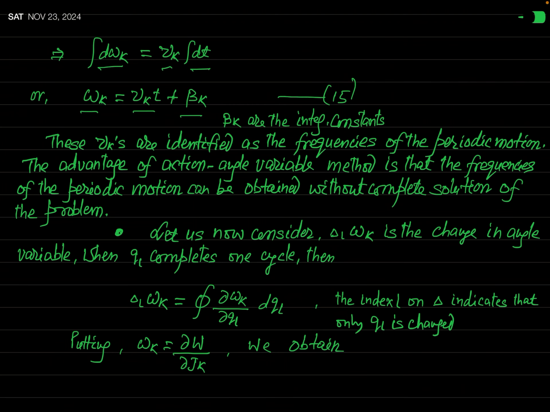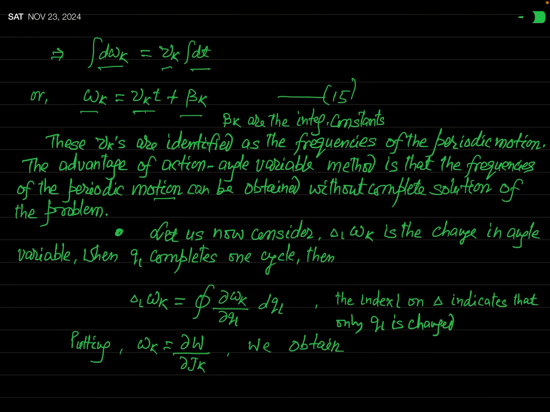Actually in this equation 15, all these nu k's are identified as frequencies of the periodic motion. In fact, the advantage of the action angle variable method is that the frequency of the periodic motion you can obtain without dealing with the complete solution of the problem. In this manner, we can easily obtain the frequency of oscillation, which is actually the basic problem of any periodic motion.